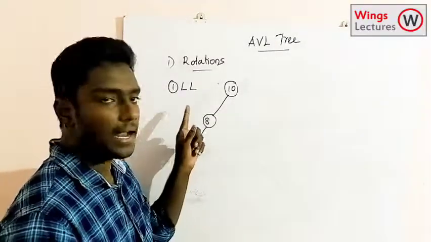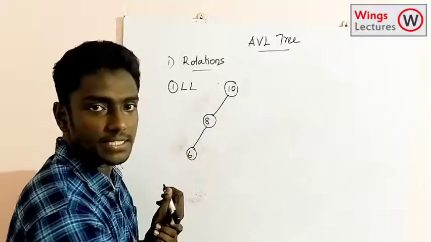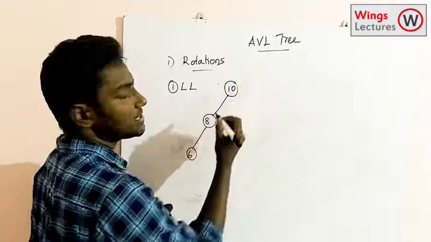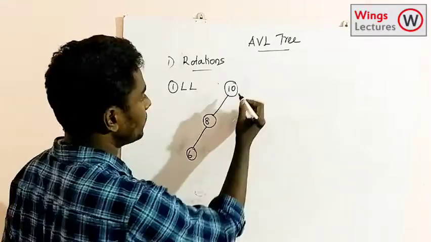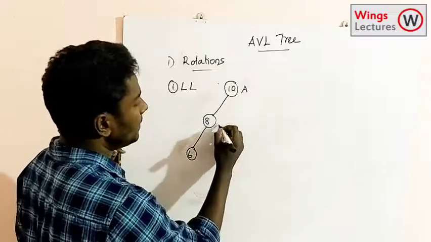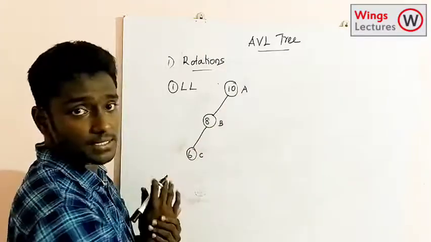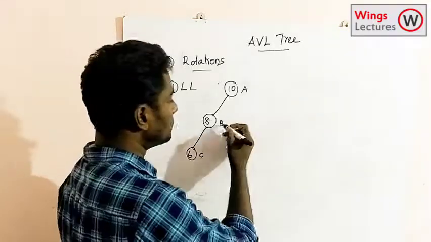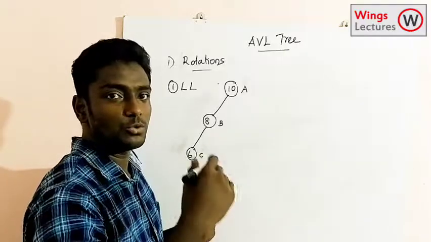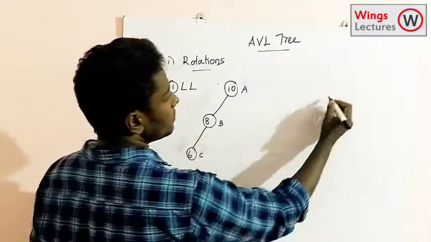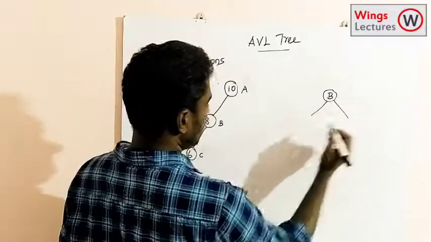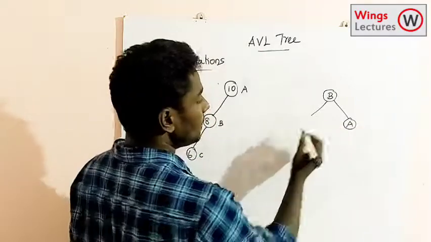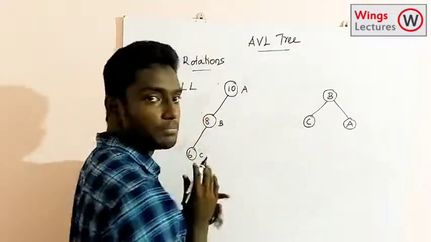Let me start with LL rotation. Here I have the tree. See how I am going to rotate this. First you can keep these values as alphabets. I am going to keep the root node as A, and B, C like this. The formula is you have to bring the middle one, which is B, and change your root node to B. So B will become the root node, A will become the right subtree of B and C will become the left subtree of B.